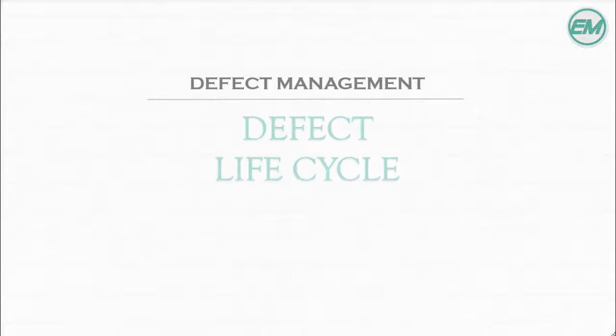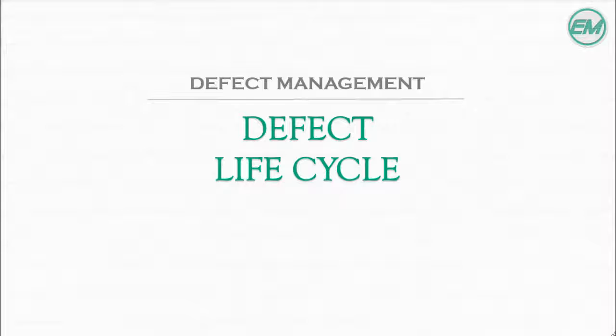In this lecture, we will discuss defect life cycle. From our earlier discussions, we have understood that the main intention of performing testing on a product is to find the defects in that product. So defects become the focus of all software testing efforts. The goal of the testing team is to find as many valid defects as possible.